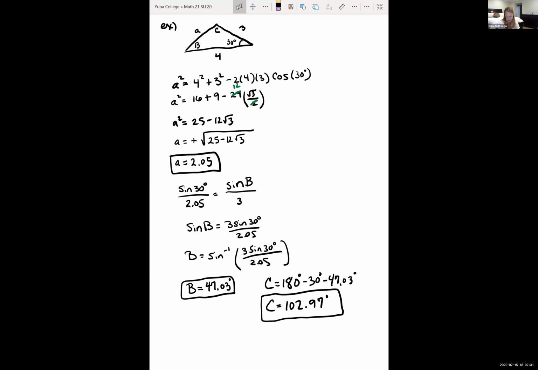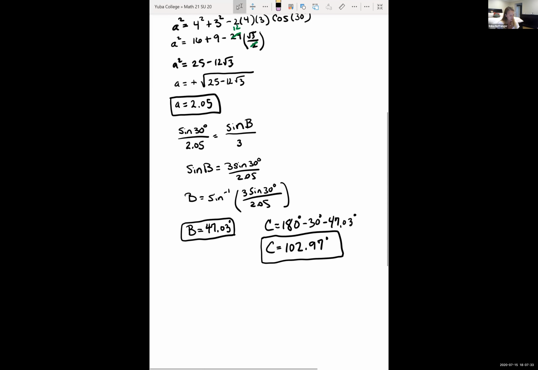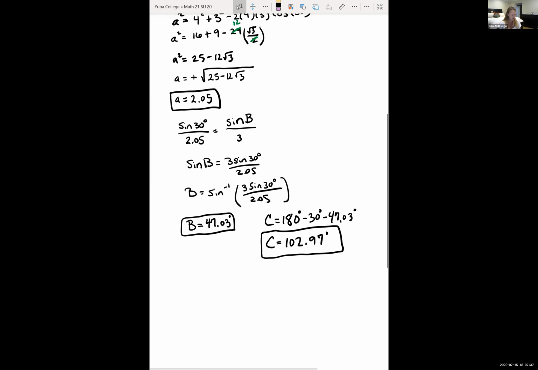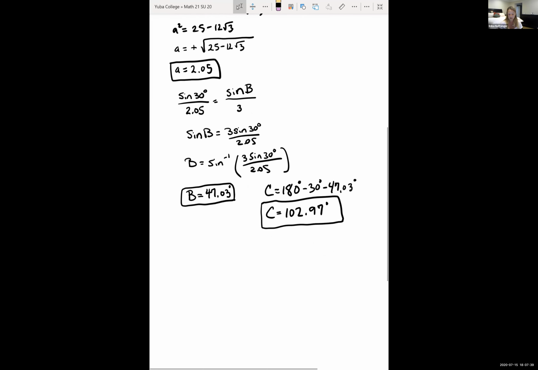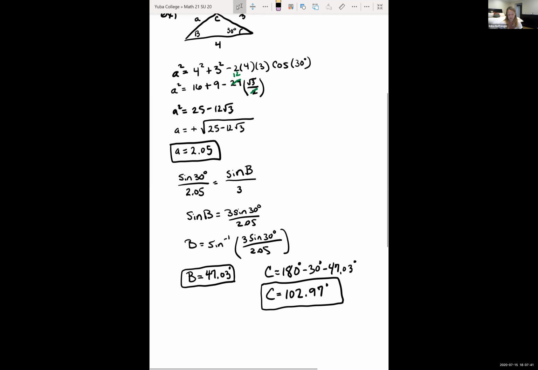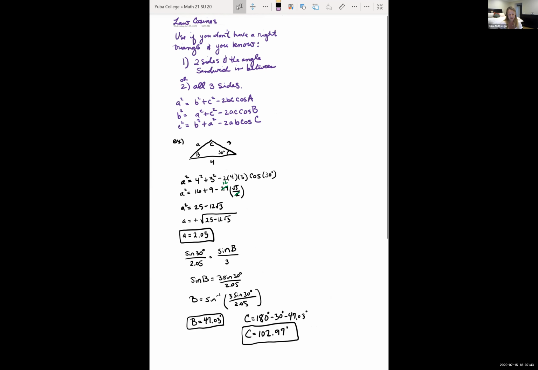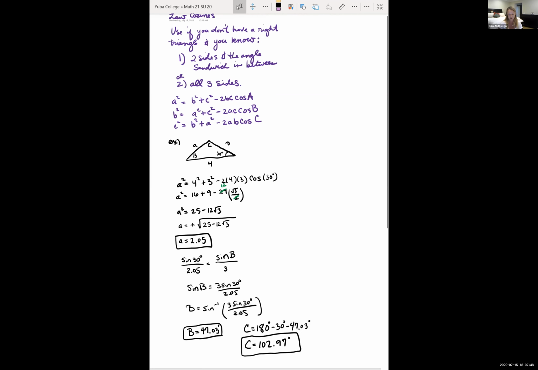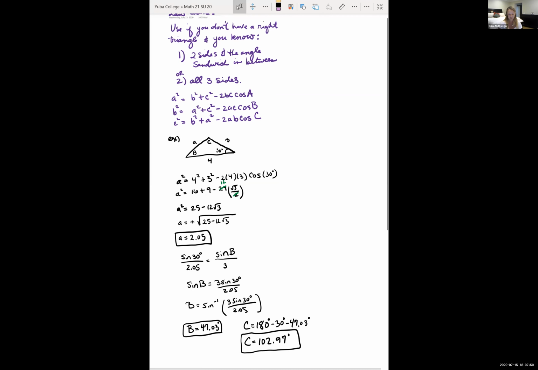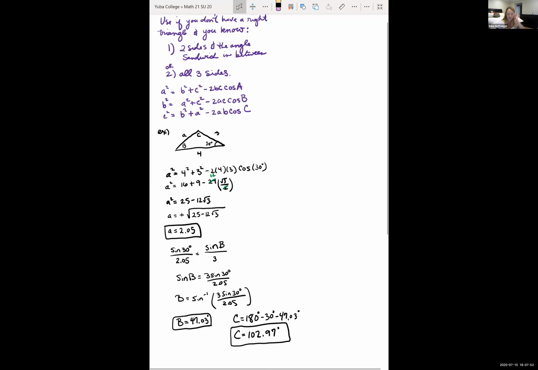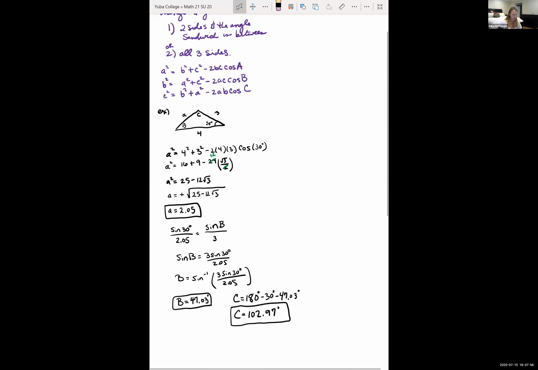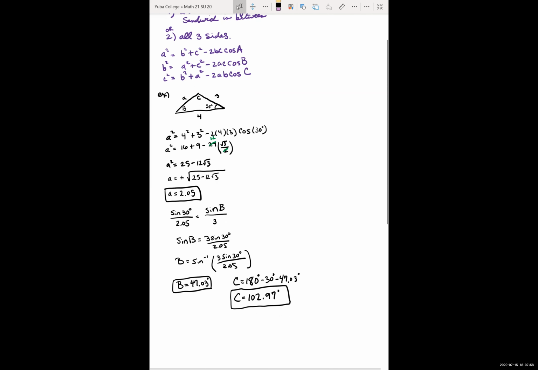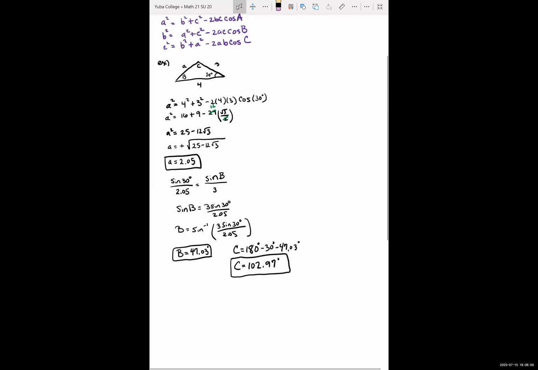So, do you guys want another example, or do you think you're okay? This was just one example, but in these you don't have to worry about two triangles existing or no triangle existing if you're given the angle that's sandwiched between the two known sides. Okay, so another example.